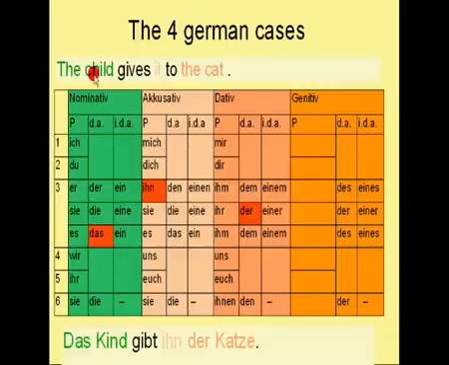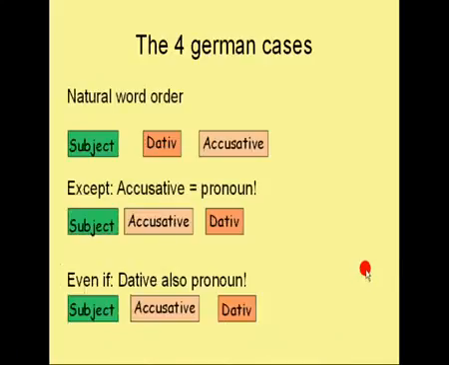The child gives it to the cat. But in German, as you saw before in the exception, now the accusative case is before the dative case. So in this case, the word order is identical like in English, but only in this case when the accusative is a pronoun. This happens also to be true even if the dative is a pronoun.